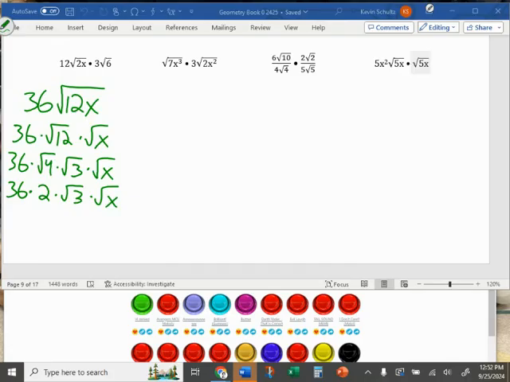Which, when all is said and done, 36 times 2 is 72. And then the 3 and the x go together under the root. Nothing more can be done with that. How do you know that you can't do anything more? Because there's no perfect square factor of 3, and there's no perfect square factor of x. You don't know what x is. You're always looking for those perfect square factors.